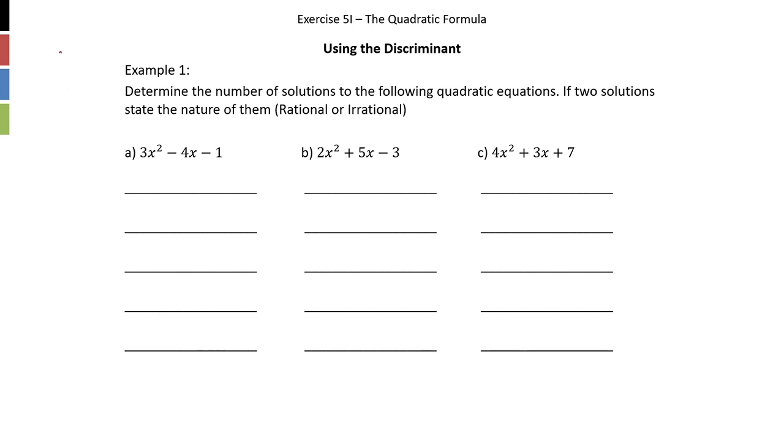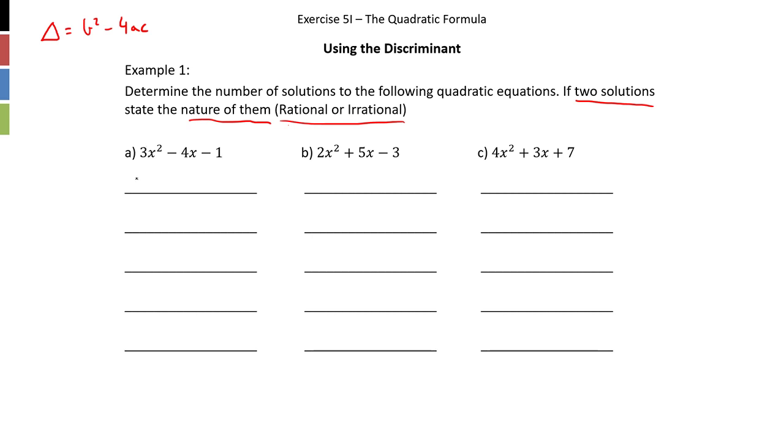Okay, so let's have a go. So quickly, we'll use the discriminant. First off, we're just using the discriminant. We're not actually finding the solutions. Read the question: determine the number of solutions. So just find out how many there are. And if there are two solutions, state the nature of them. Are they rational or irrational? So the discriminant is equal to b squared minus 4ac. Remember that, that's our discriminant.